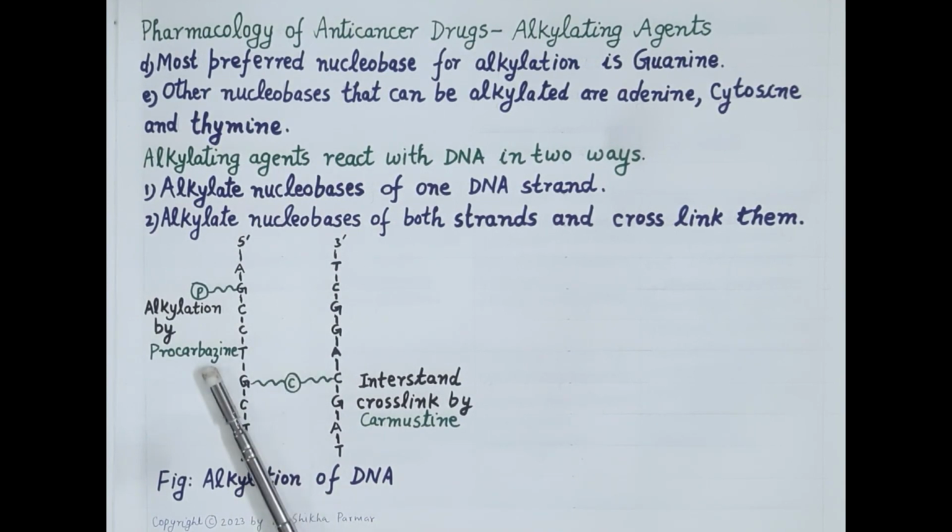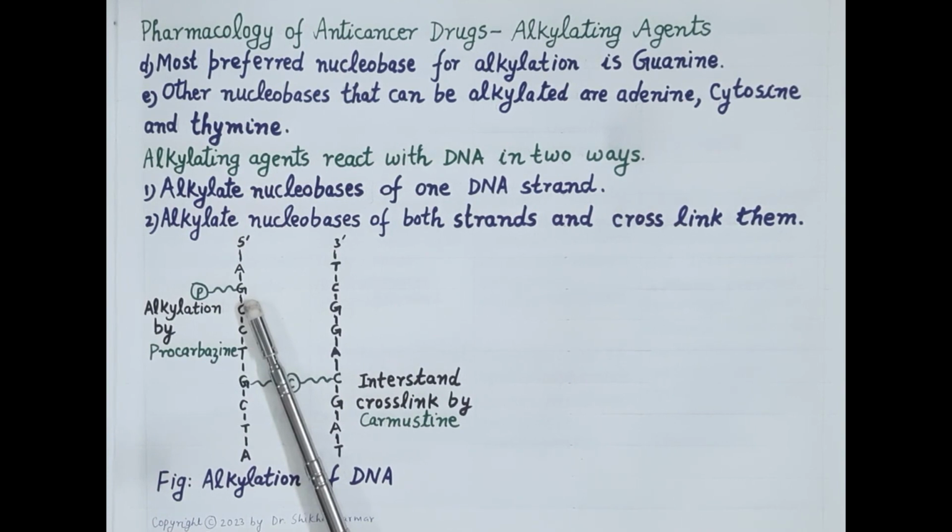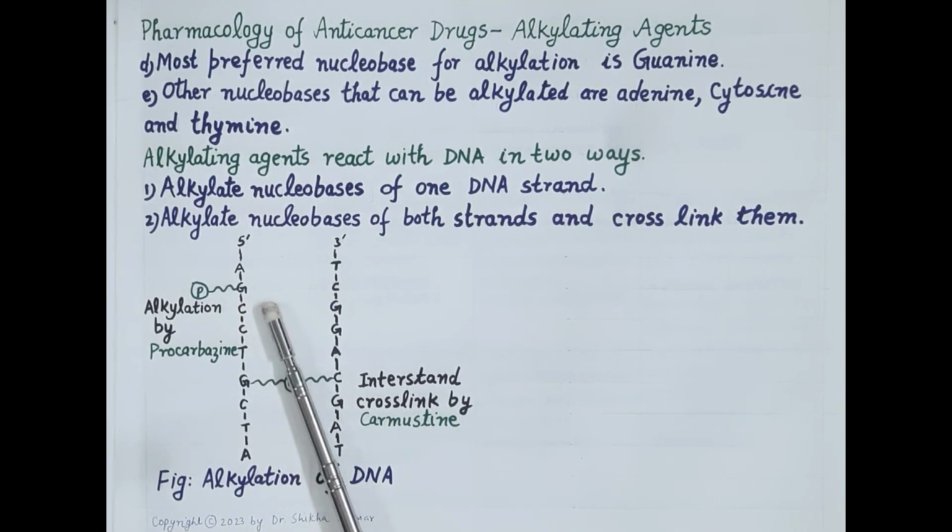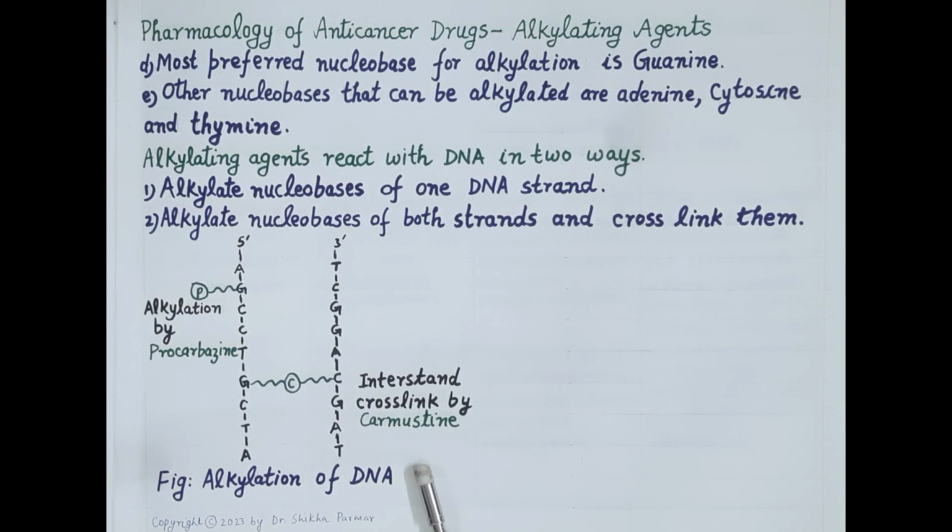Now as you can see here, this is procarbazine represented as P. Now the procarbazine reacts with the guanine nucleobase that is present on one DNA strand. So this shows how some alkylating agents react with bases only on a single DNA strand. Now in addition to this, a few alkylating agents can react with nucleobases on both the DNA strands, and this results in the formation of cross linkages between the two strands.